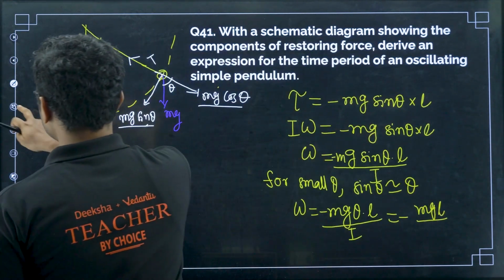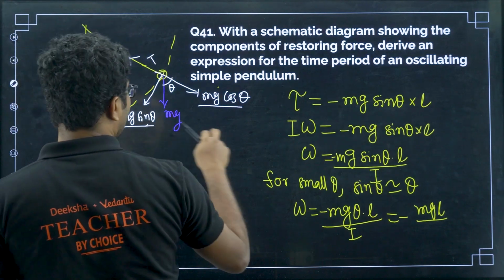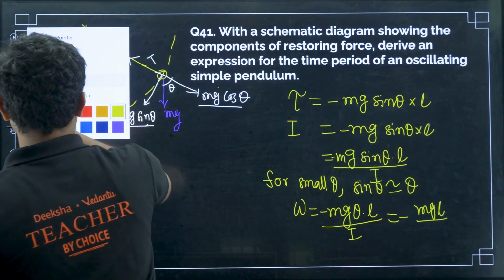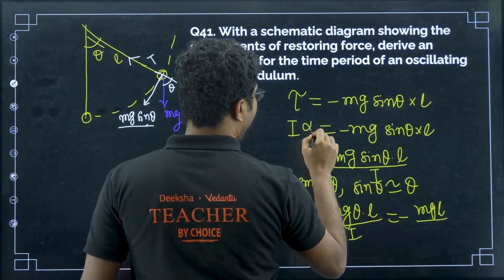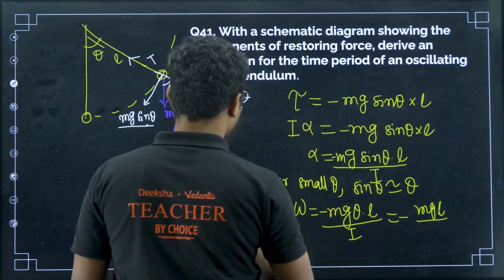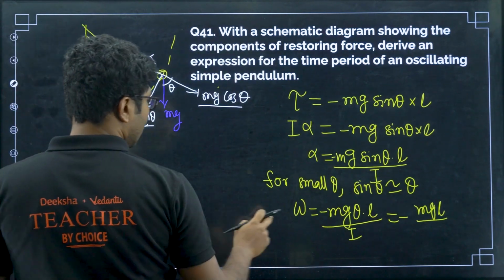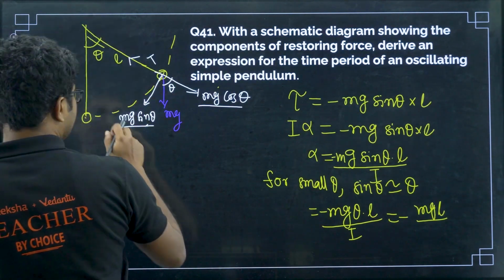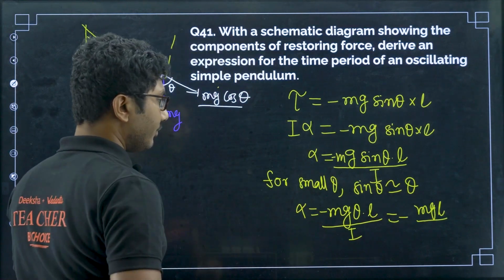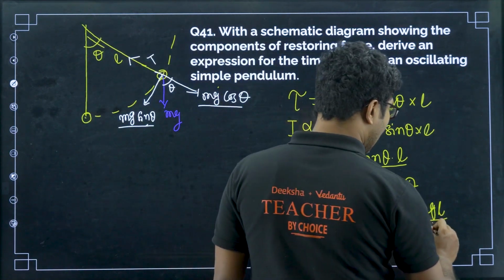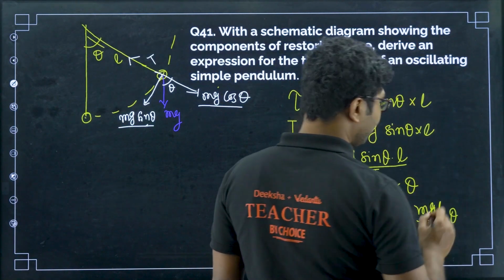sorry, one more mistake I made. It is not I omega, it is I alpha, angular acceleration. Okay, as I said, this is slightly tricky, so be careful. Now, this is mgL by I into theta.